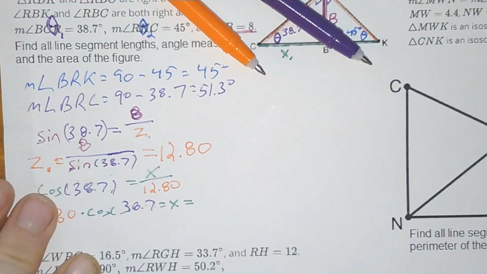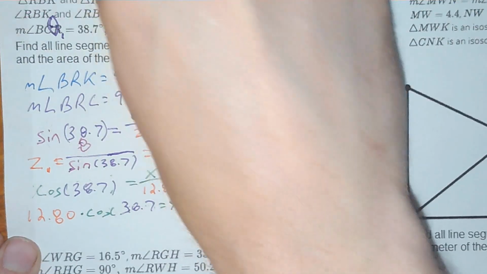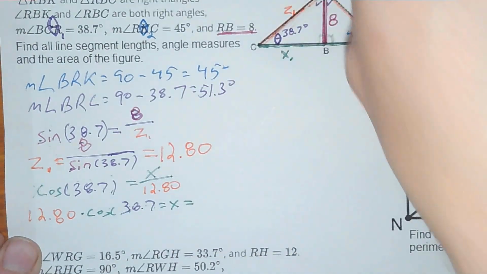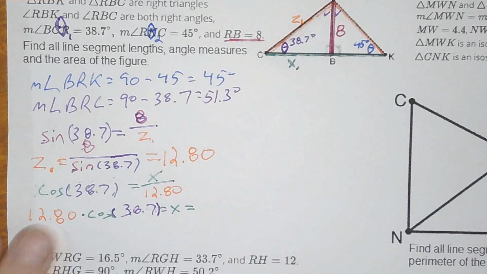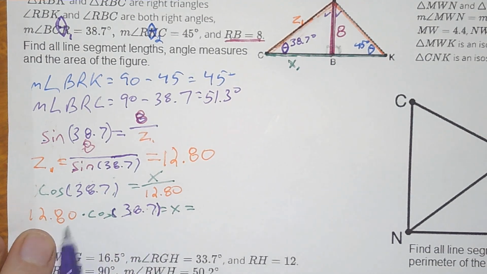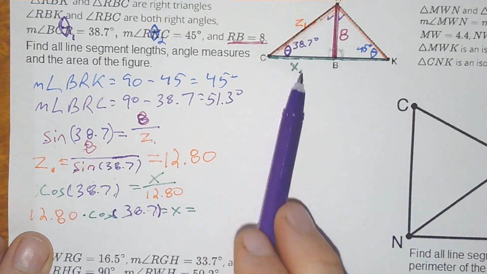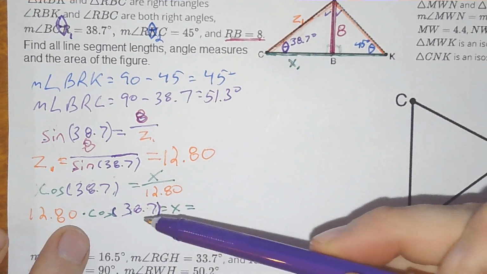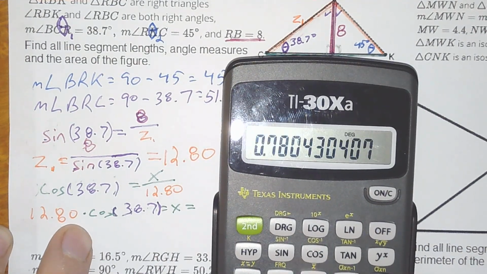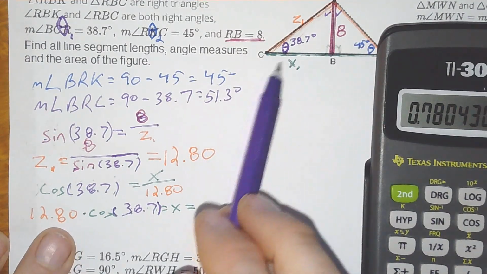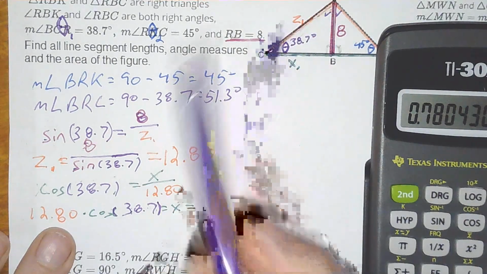Yeah, all right. Okay, so now my cosine of 38.7 times x equals, or my cosine of 38.7 times 12.8, right, and that makes sense, right, because my cosine of 38.7 is about 0.780, and that means that this length is about 78% the length of z, right?